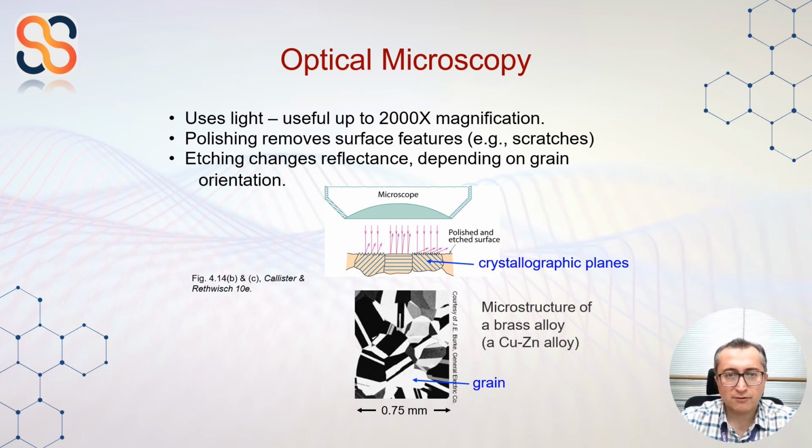After polishing, etching is often performed. This process involves applying a chemical solution that alters the reflections of the surface. So, etching highlights the grain boundaries and changes the appearance of the surface based on the orientation of the grains, making it easier to analyze the microstructure. Optical microscopy can reveal the microstructure of materials such as brass alloy, which is a copper-zinc alloy. The micrograph shows the different grains in the brass, allowing for analysis of grain size, shape, and orientation. Optical microscopy is a valuable tool for researchers and engineers, enabling them to gain insights into material properties and behaviors through visual examination.